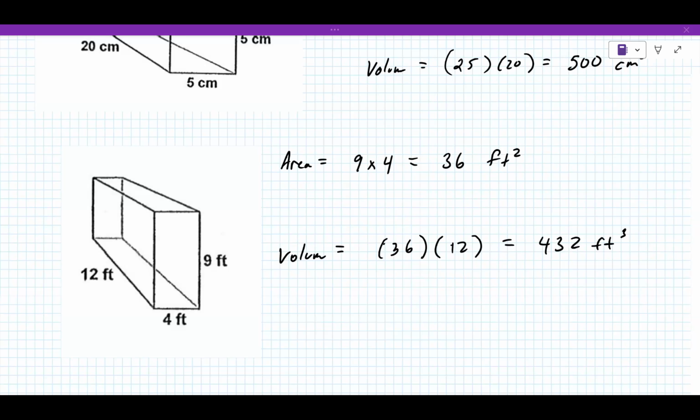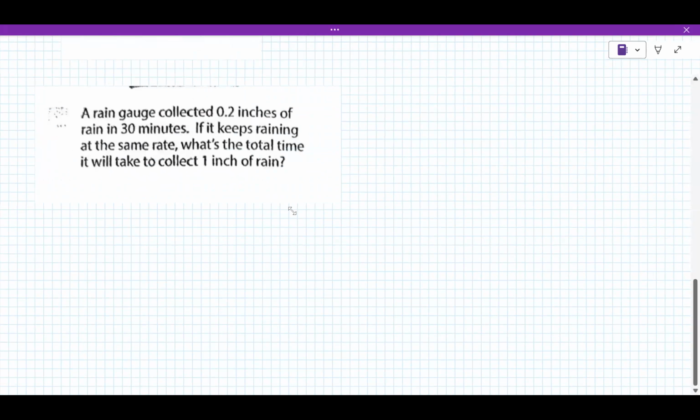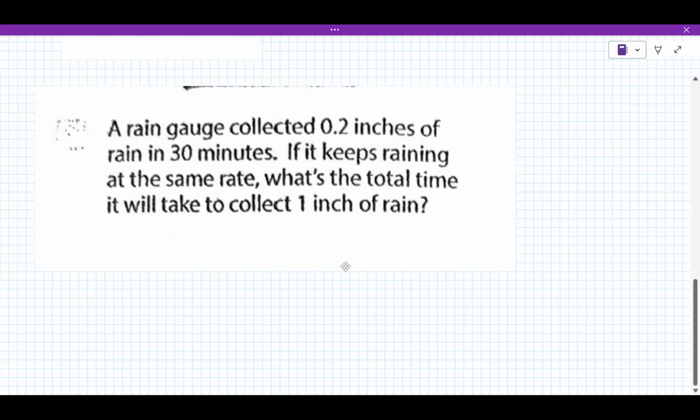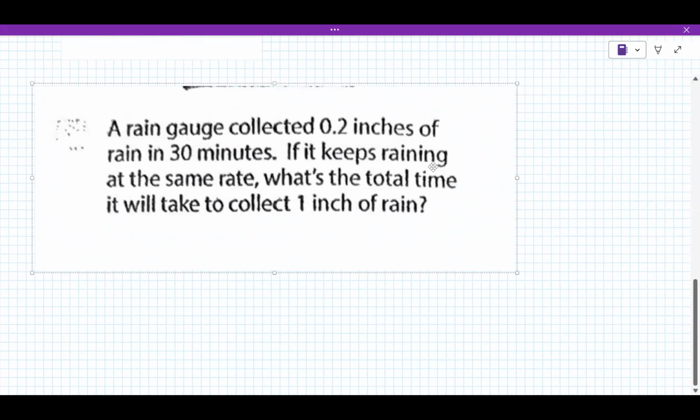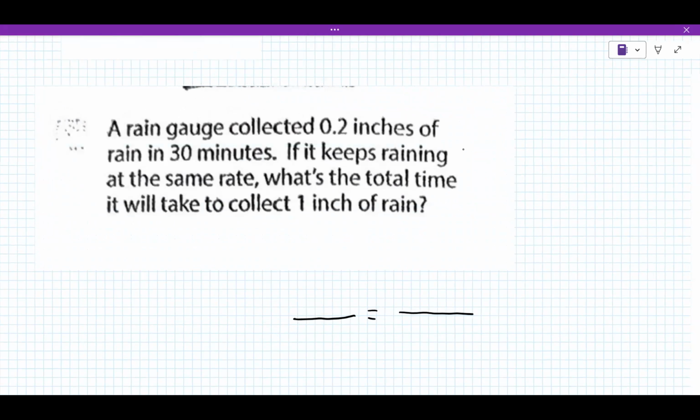Okay, that's good to know. I'll make some recommendations on that if we need to. So let's look at the first problem on the top left here. It says a rain gauge collected 0.2 inches of rain in 30 minutes. If it keeps raining at the same rate, what's the total time it will take to collect 1 inch of rain? So the way that I do this is probably different than what you would see in the classroom, but I will present this option.